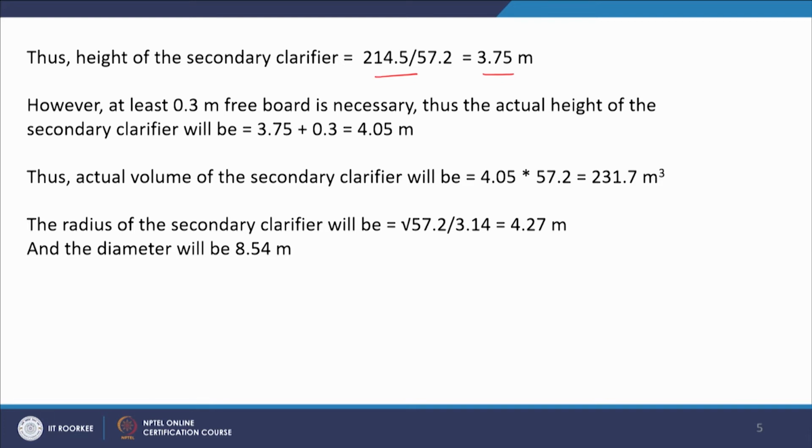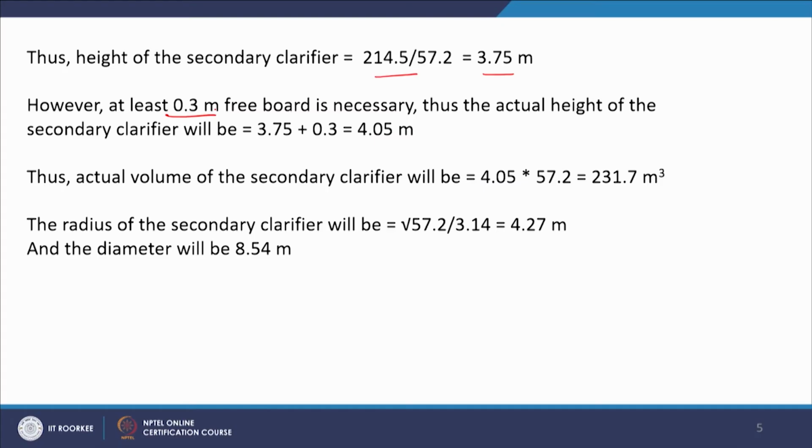In real case we need to keep some freeboard. In this case minimum 0.3 meter freeboard is necessary. So, height will be 3.75 plus 0.3, that is 4.05 meter. So, 4.05 meter will be the actual height of the secondary clarifier. So, actual volume will be 4.05 into the cross sectional area, that is 57.2, which is equal to 231.7 meter cube.